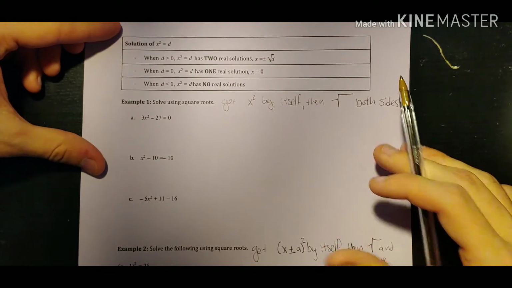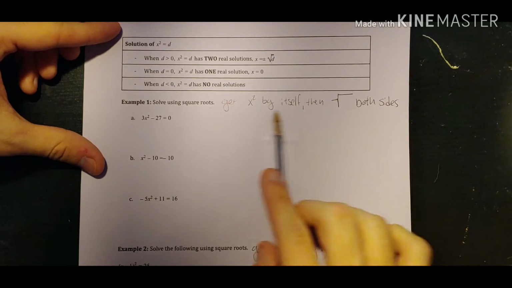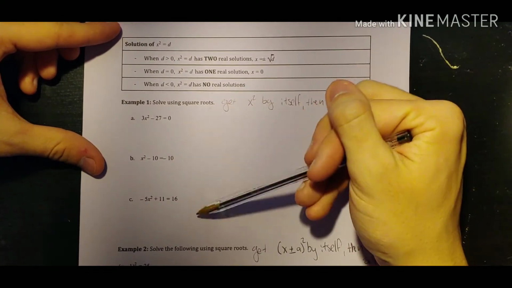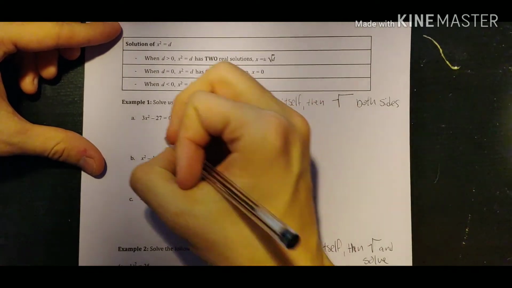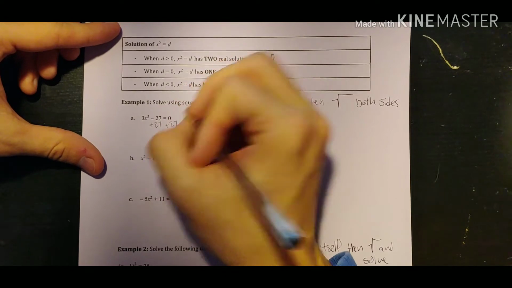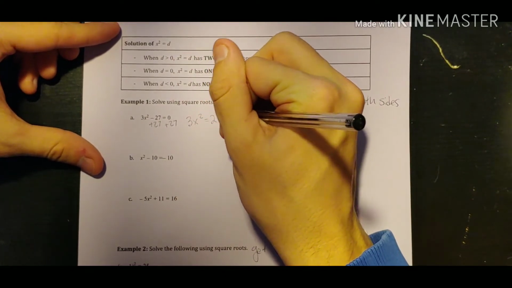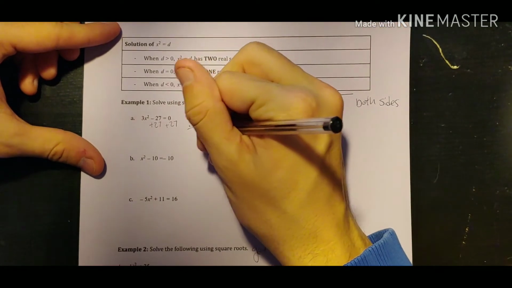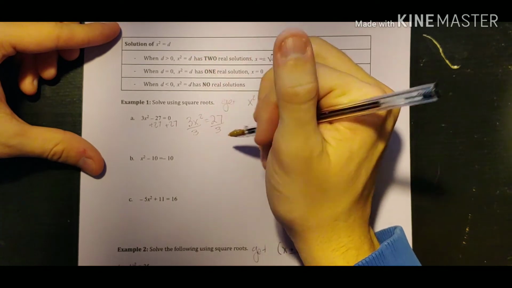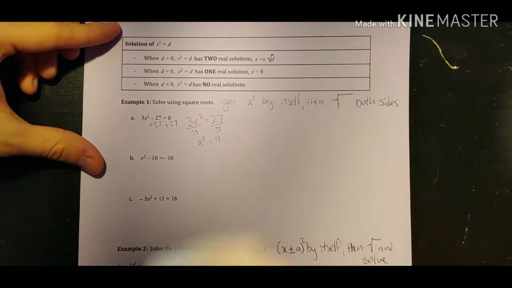All right, so on the first one, I need to get x squared by itself, and then we're going to square root both sides. So that's the process we're going to take when you see a problem similar to these. So on A, if you guessed it, we add 27 to both sides. So we have 3x squared equals 27. Then I need to divide by 3, because now I have x squared equals 9.